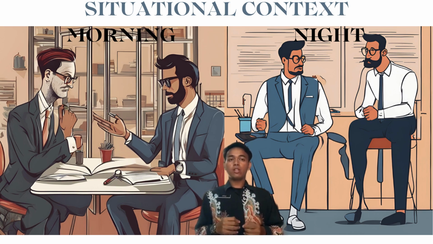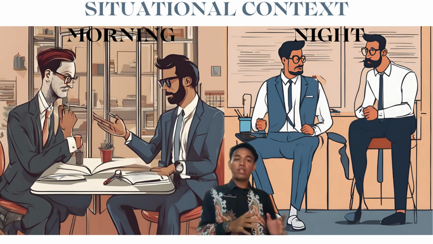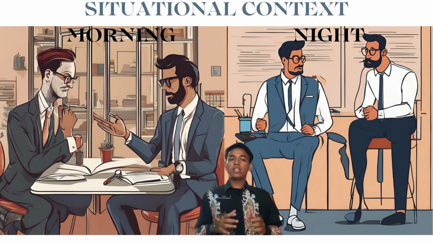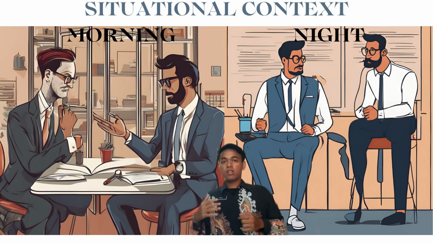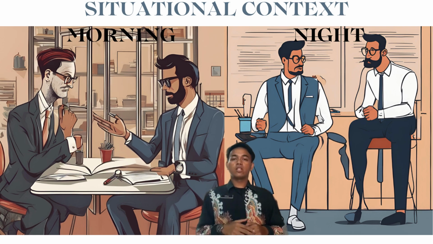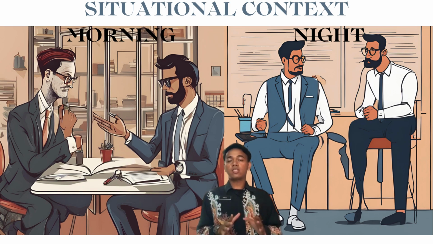In a formal meeting, where the goal might be to discuss important decisions or present strategies, people typically speak more professionally, choose their words carefully, and pay attention to hierarchy and etiquette. In contrast, a casual chat at a cafe allows for more relaxed behavior, informal language, and a much less structured flow of conversation.